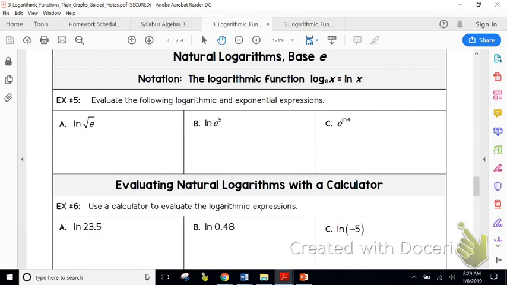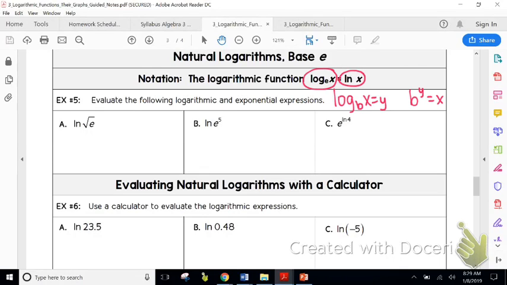All right, so look at example 5. It says evaluate the following logarithmic and exponential expressions. So we're using the same formulas, log base b of x equals y, and b to the y equals x. The only thing is, if it says the natural log of x, that's really log base e. All right, just a different way to write it.